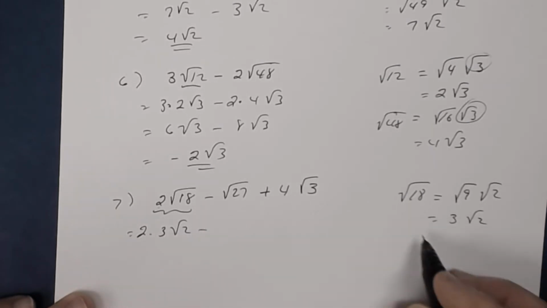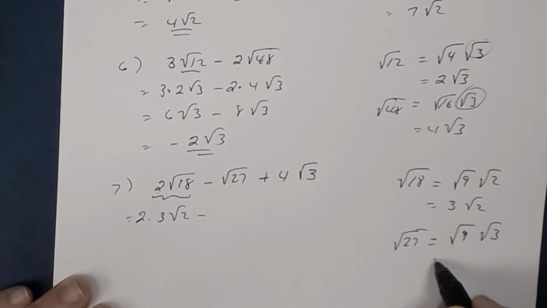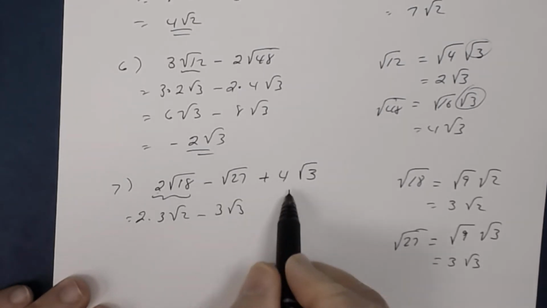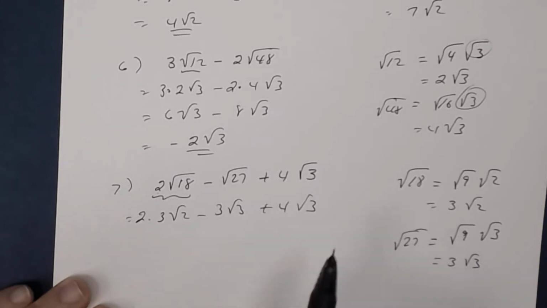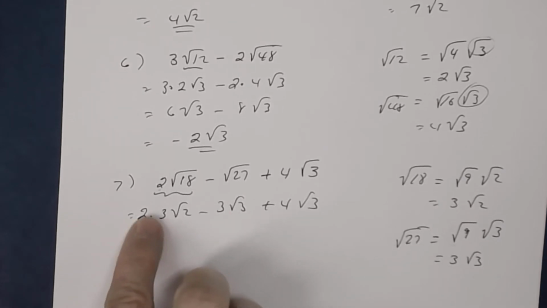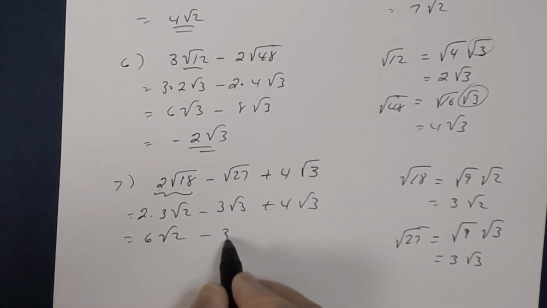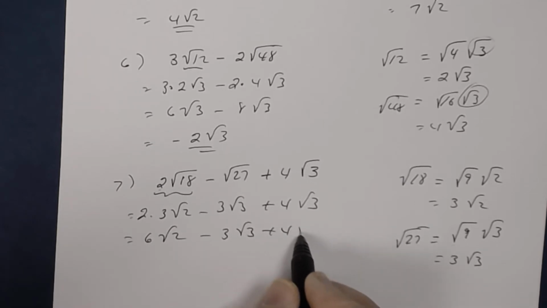Let's look at 27. What's the largest perfect square that goes into 27? Okay, 9. So that's square root of 9 times square root of 3, right? And the square root of 9 is 3, so that's 3 square root of 3. So it becomes 3 square root of 3, and then plus 4 square root of 3. All right, so that's where I'm at. Now let's go ahead and multiply 2 and 3. So that's 6. So I get 6 square root of 2 minus 3 square root of 3 plus 4 square root of 3, right?